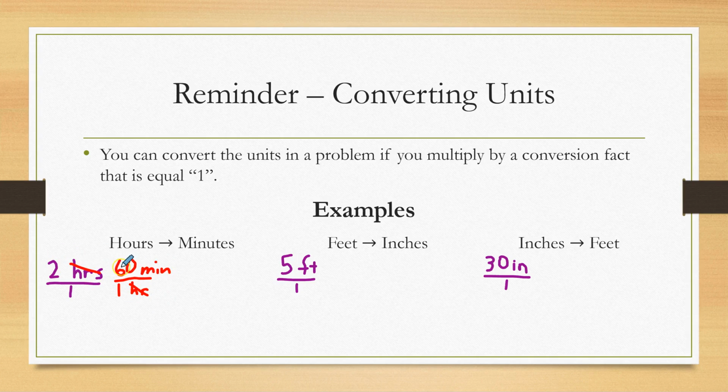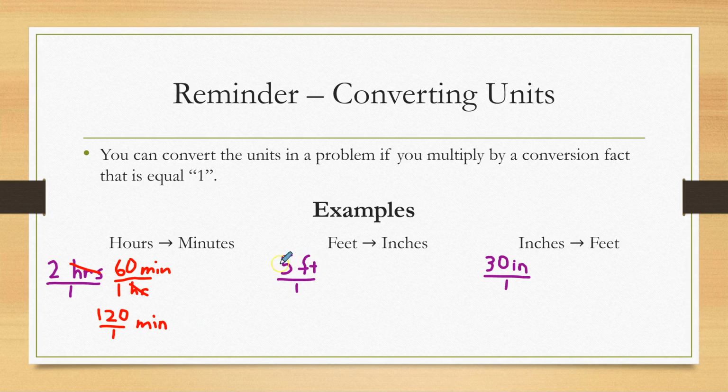Then I can just multiply my fractions across. 2 times 60 gives me 120. On the denominator, I have 1 times 1. Usually we wouldn't write over 1, but again, I just wanted to make sure people didn't accidentally do 2 times the denominator of 1 as well. So I now know that it's 120 minutes.